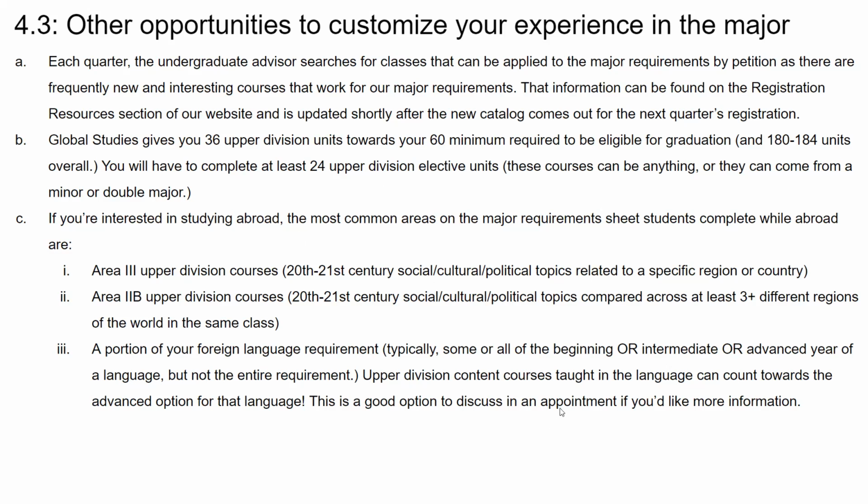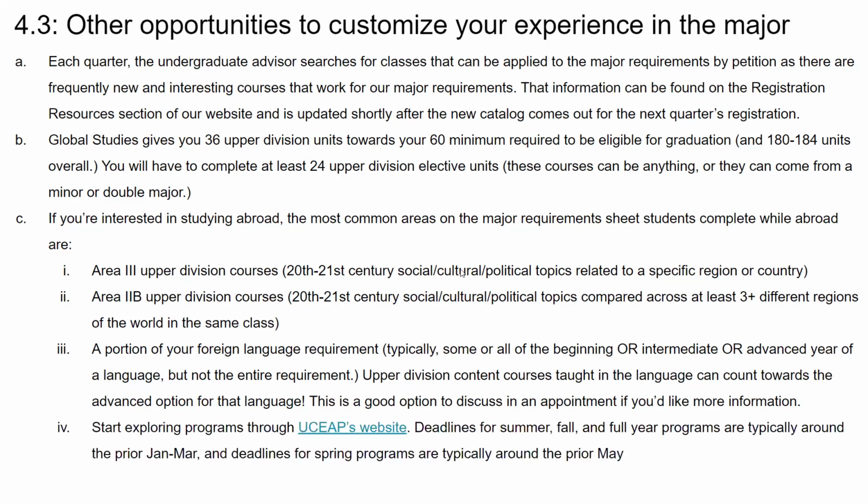In fact, as part of the study abroad application process, you actually have to do some pretty intensive research on what classes you think you might take, and you have to get a signature on a special form from your major advisor. So that's something that we can discuss at that point. We also recommend, if this is interesting to you, the idea of studying abroad, to start looking at the UCEAP website. That's going to give you program options.